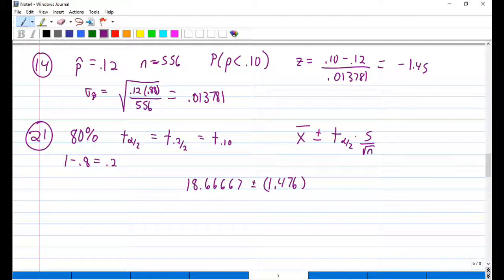1.476, times the standard deviation. Now, earlier I put in 5.2. I'm not going to put that in. I'm going to put it in what it was in Excel, carried out to a couple of places. All right, and then that is going to be all divided by the square root of n.